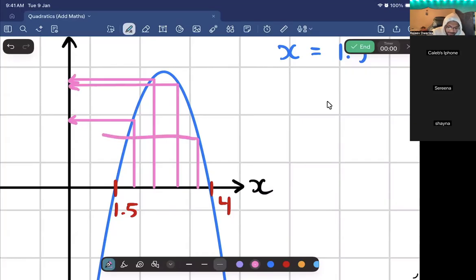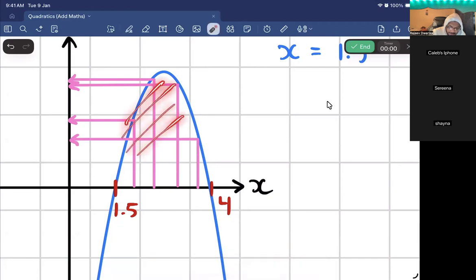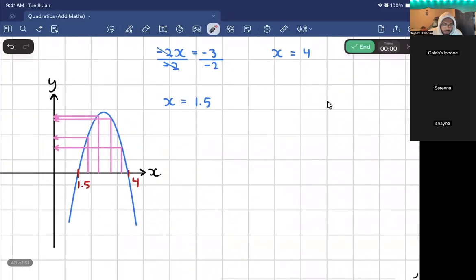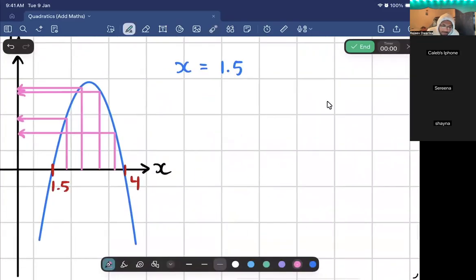I will have to shade the inside. So when you're doing these questions in school, sketch the graph and I want you to shade the side. So my solution would exist within this region. So I'll shade over there. Right. So Serena, we said that my answer was in between 1.5 and 4, yeah?